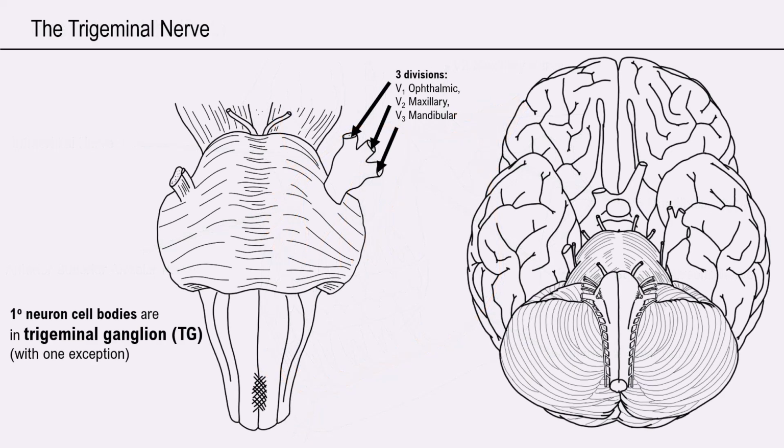Moving backwards, we need to look at the origins of these nerves. These nerves originate at the trigeminal ganglion, which comes from the pons region of the brain. The ganglion houses the sensory bodies of those first-order neurons in our three-chain pathway.